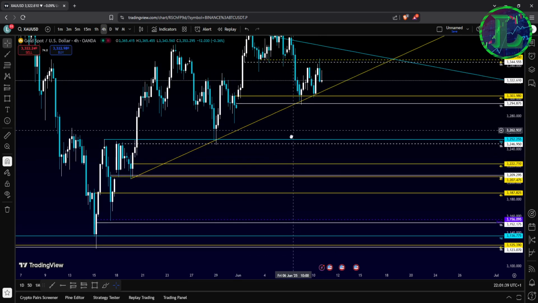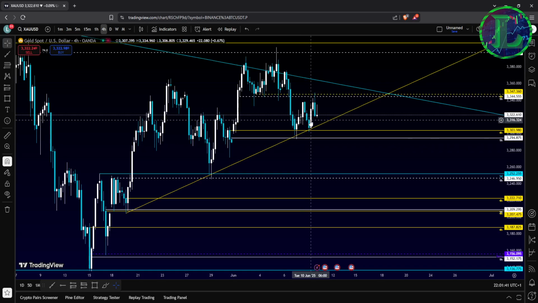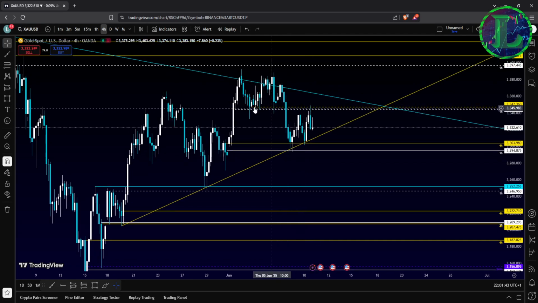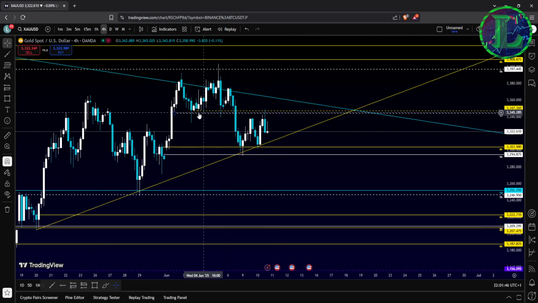But honestly, this is still really bullish. We tested the previous support that is now turning into resistance.